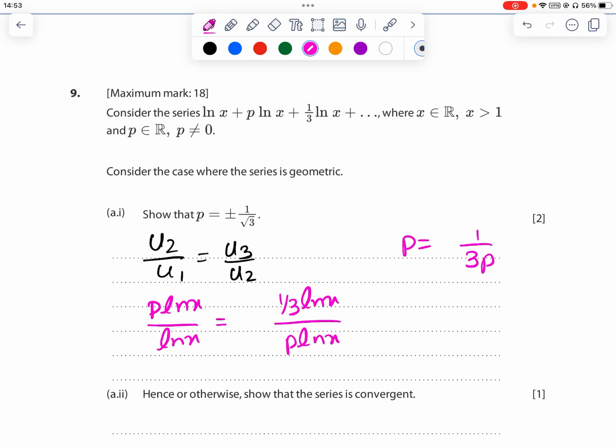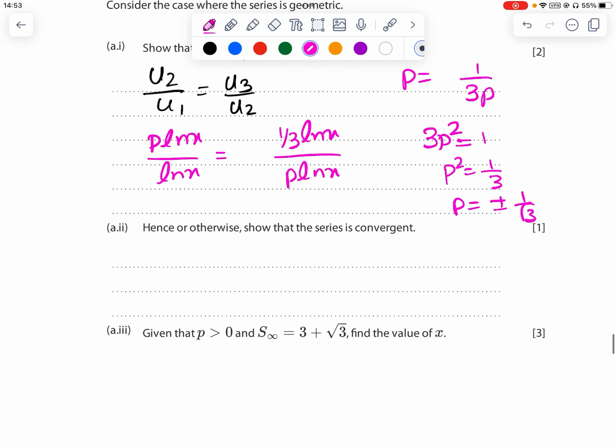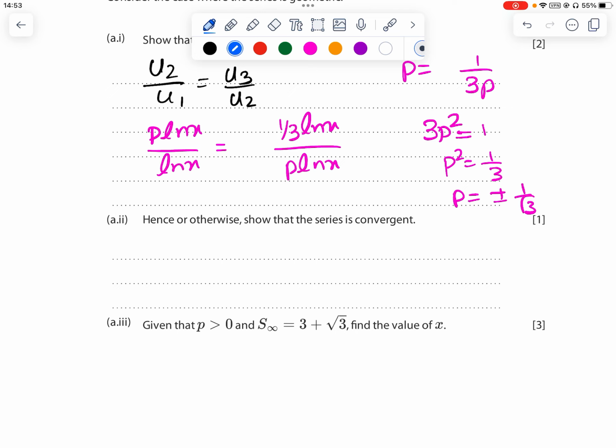So from there 3p square equals 1. Then p square equals 1 upon 3. So p equals plus or minus 1 upon root 3. Hence or otherwise show that the series is convergent. So we can see that it is convergent when r lies between negative 1 and positive 1. So for both the values we have to find the common ratio.